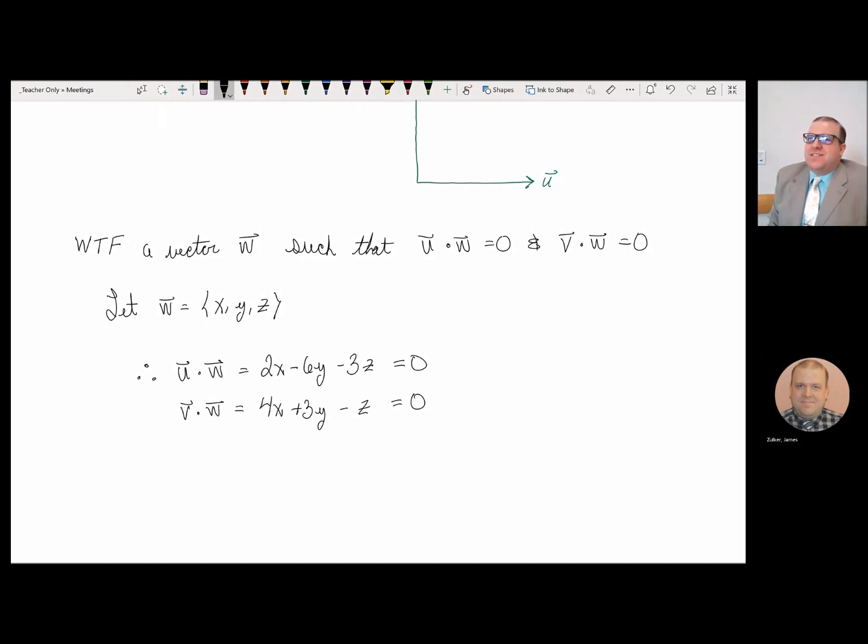This is a linear system of 2 equations and 3 unknowns. Such a system has 2 outcomes. Either no solution exists or an infinite number of solutions exist. So either there is no vector perpendicular to both of these, or there's an infinite number.